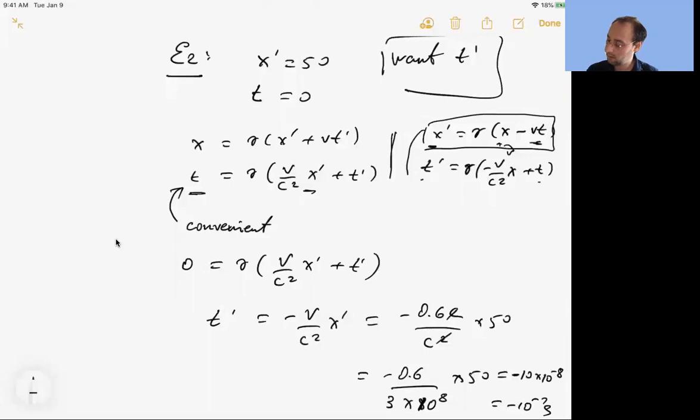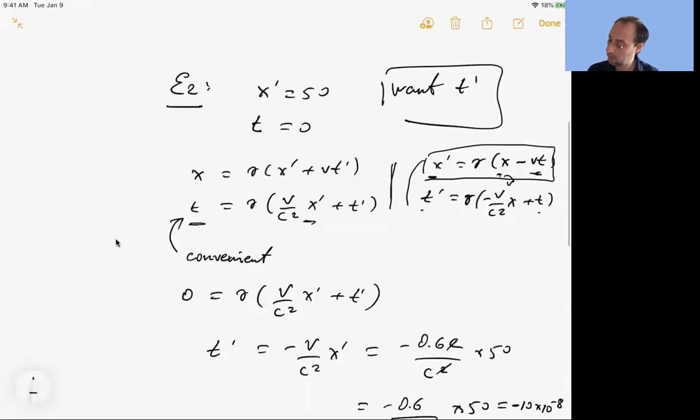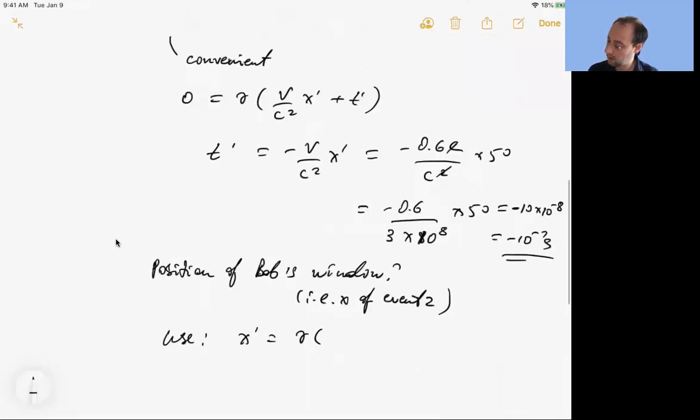Right, and then we use x prime equals gamma times (x minus vt). And so t equals 0, therefore x equals x prime over gamma. Hey, that's just length contraction. That's 50 over 1.25, that's 40. So you see length contraction is built into Lorentz transformations.